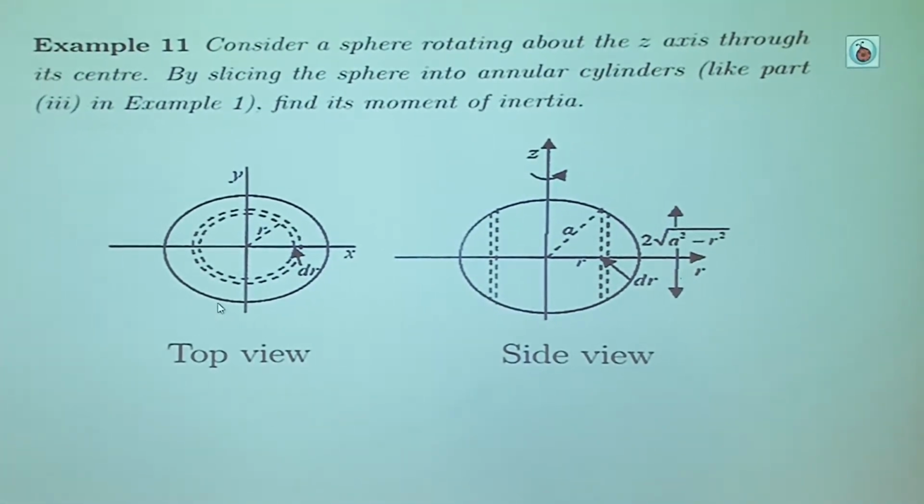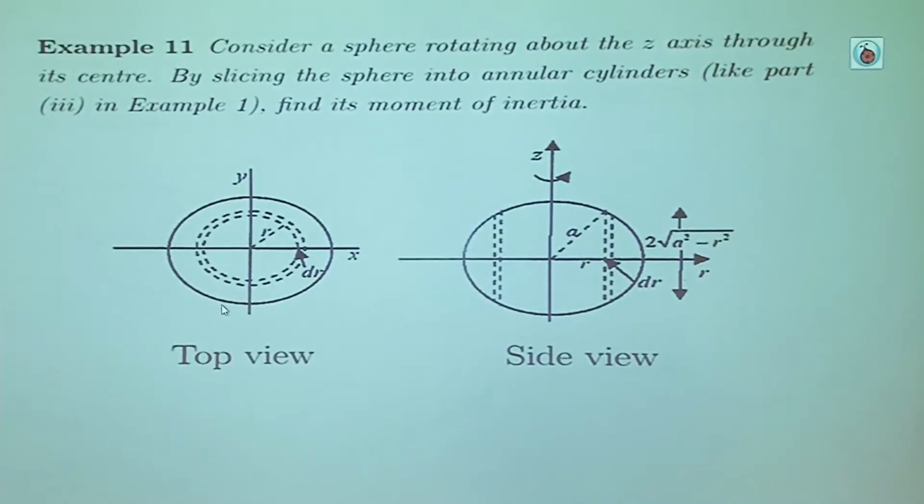Oh look, I've told us the answers again. Okay, consider a sphere rotating about the z-axis through its centre. I'll even tell you how to do it in the question. By slicing the sphere into annular cylinders, find its moment of inertia.